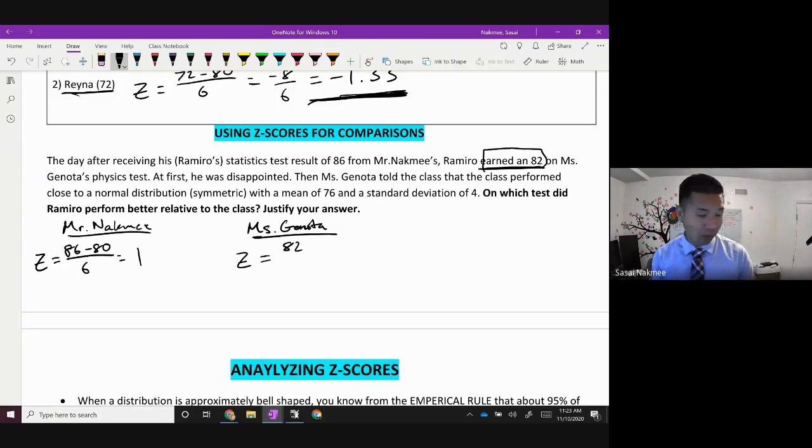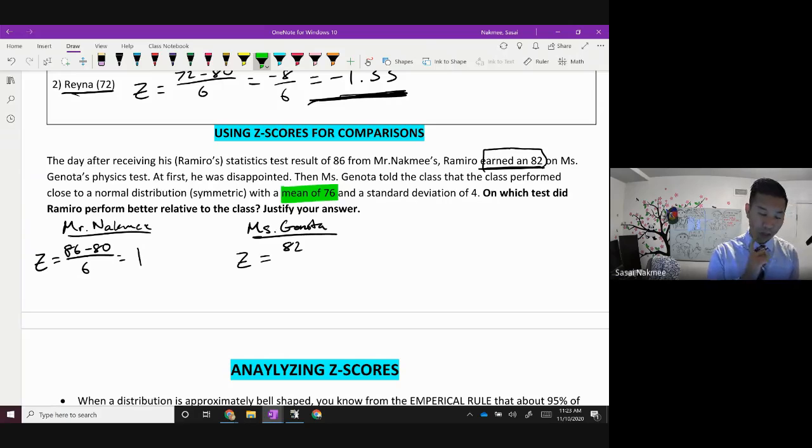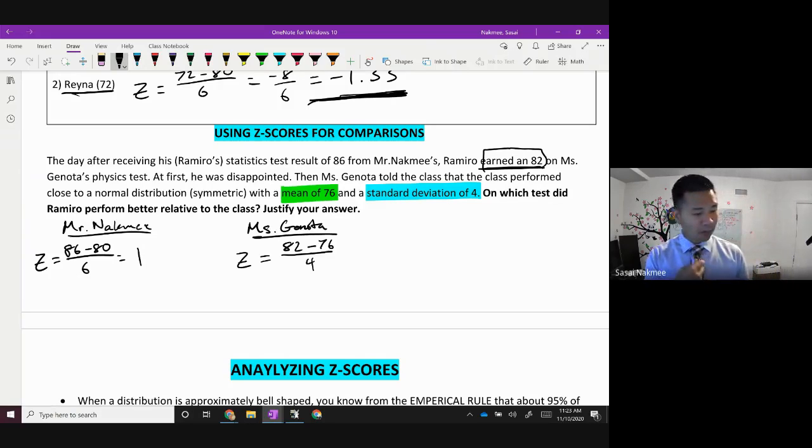That's the value we're focused on. It's the value of his score. We're comparing that to the mean of Ms. Janota's test scores and the standard deviation of her test scores. So what is this equal to? This is equal to 82 minus 76, divided by 4. You see that? Sometimes you have to pay attention to which one you're looking at. In this case, the mean and the standard deviation are for a different test this time.